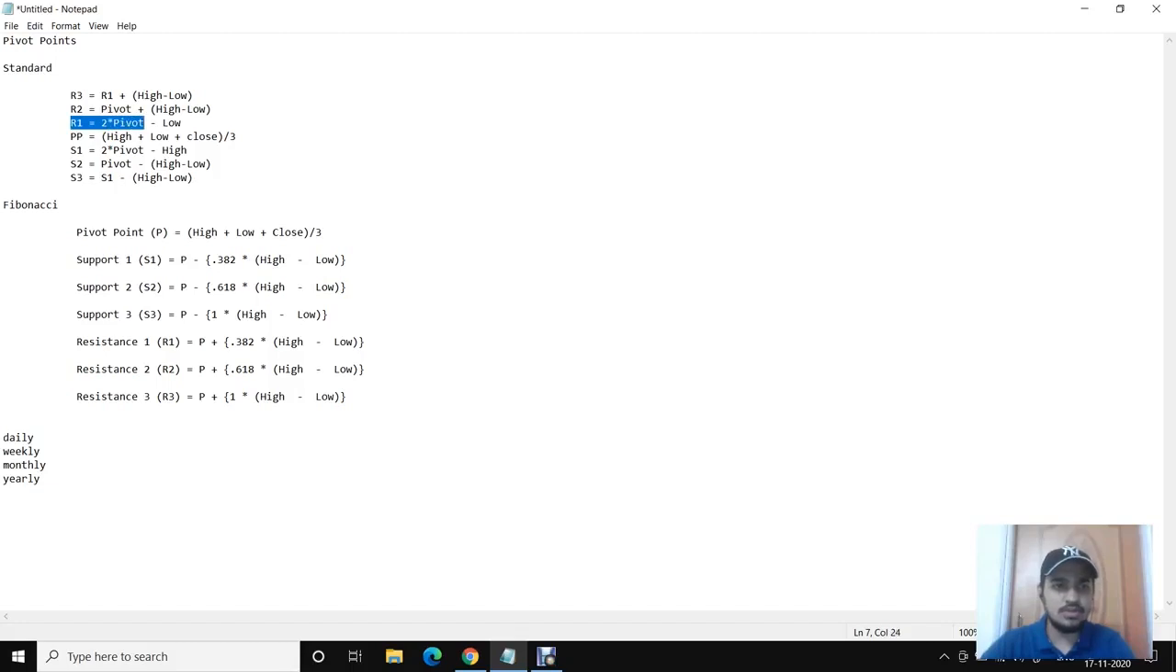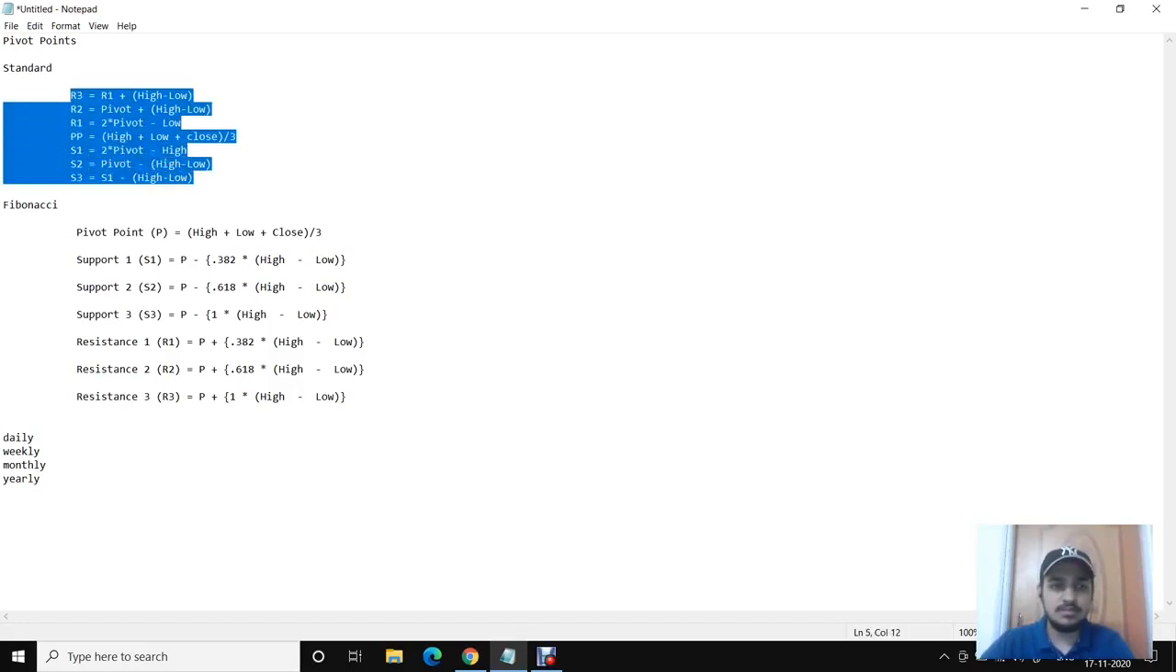For R1 it is 2 into pivot minus low. R2 is pivot plus high minus low. R3 is R1 plus high minus low. S1 is equal to 2 into pivot minus high. S2 is equal to pivot minus high minus low, and S3 is equal to S1 minus high minus low. So this is the formula for standard pivot points.